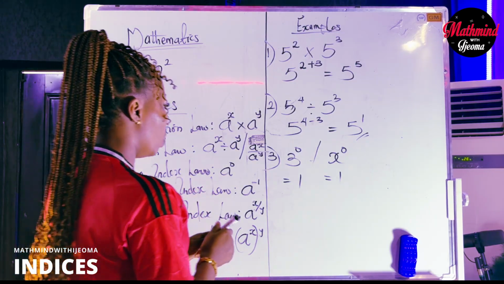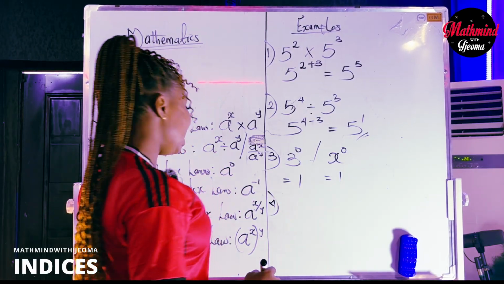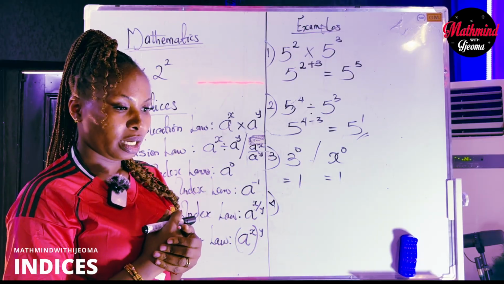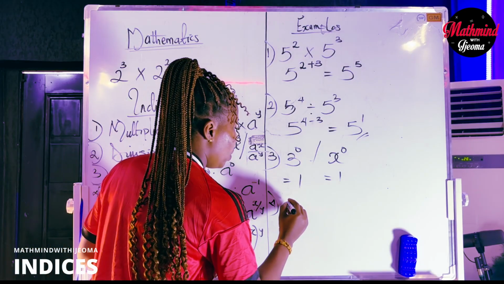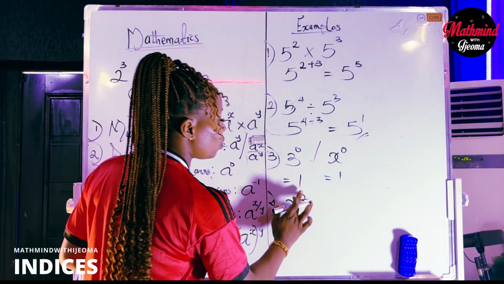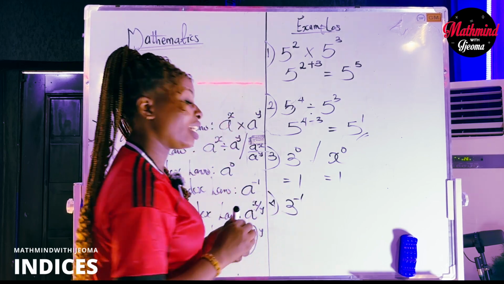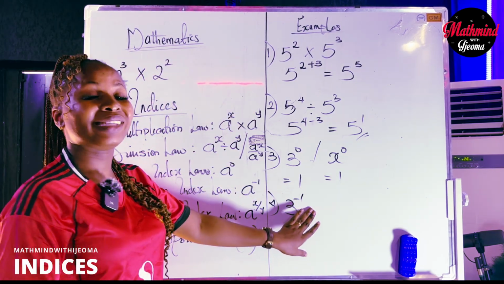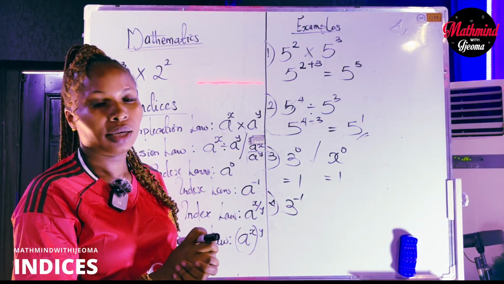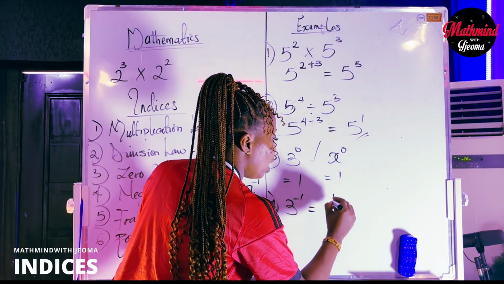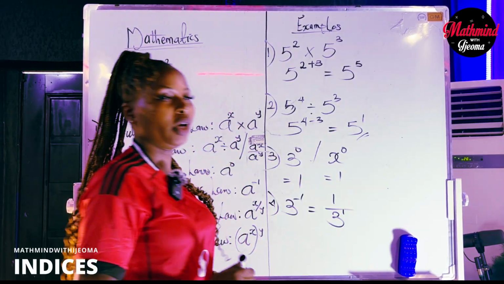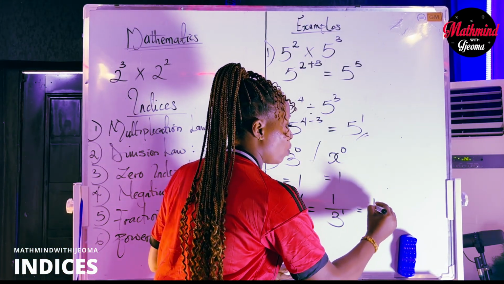Coming to the next one, we have negative index law. As the name implies, negative, minus. We have things like 3 raised to power minus 2. Let's do minus 1 first. 3 raised to power minus 1. And whenever you see a negative index, just know that it is 1 over. So this will give us 1 over 3 raised to power 1, which is the same as saying 1 over 3.